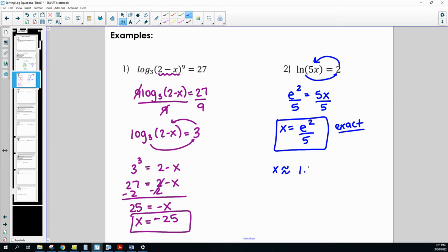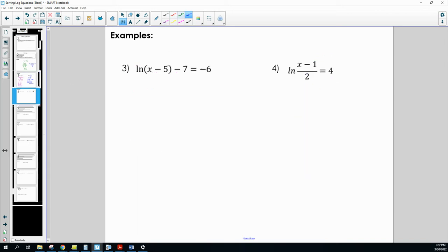And in this case, x is approximately 1.4778. Now, when you're getting the approximate answer, you want to have at least 2 decimal places or more. And this is our approximate answer. And again, if I plug them in, 1.44 times 5 is going to be a positive number, so we know that this is a good answer.